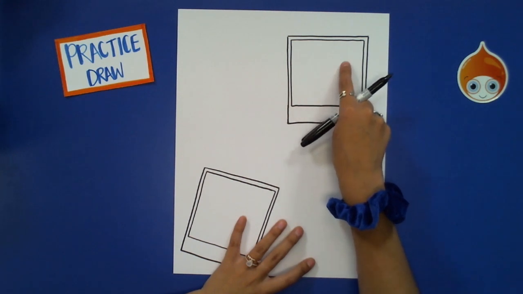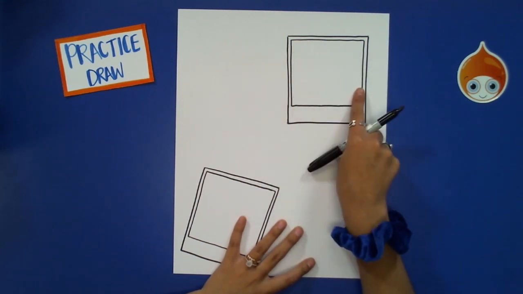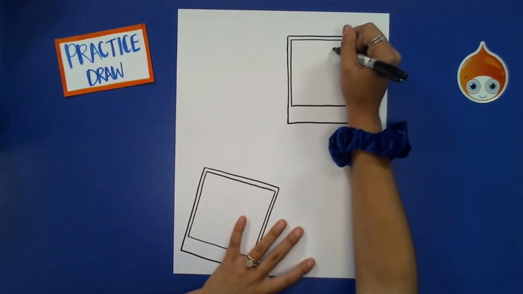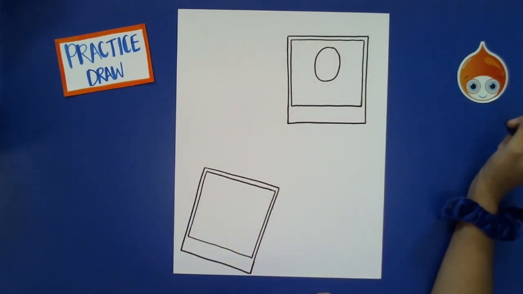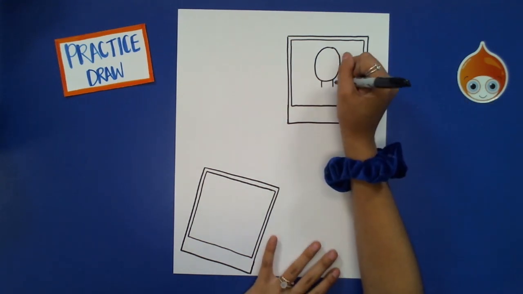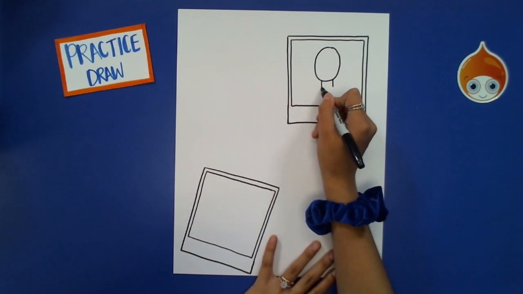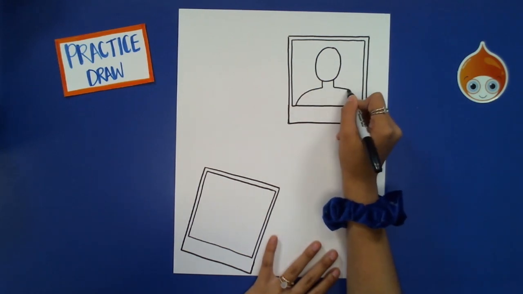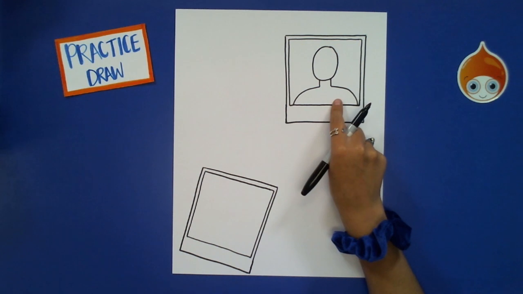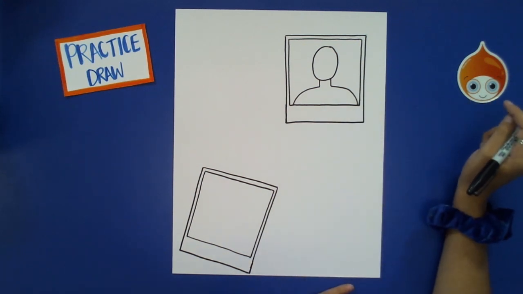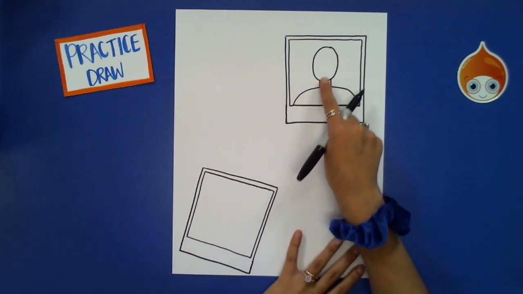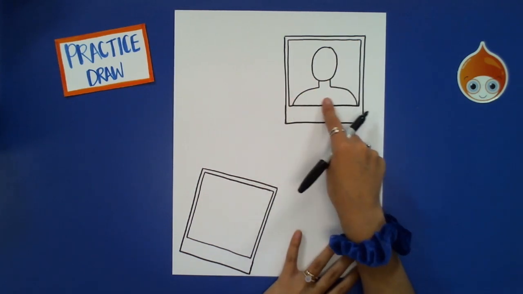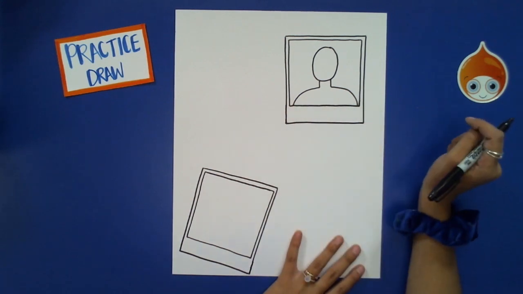So right inside toward the top of the smaller square, you're going to draw an oval for the head of that portrait, that person. Once you have an oval, you're going to draw two lines underneath for the neck. And then you're going to draw two curved lines that come down to the bottom of the Polaroid for the shoulders. Now, if you'd like, you can make the oval just a little bit bigger and have the neck a little bit lower and the shoulders lower so you see more of the face.